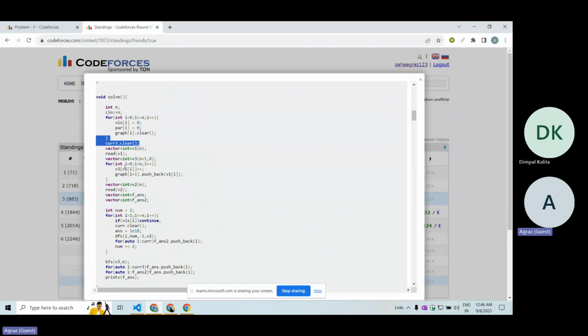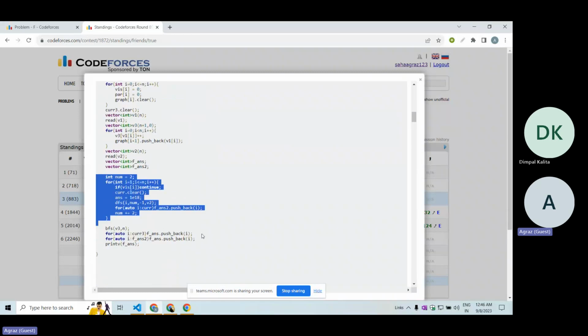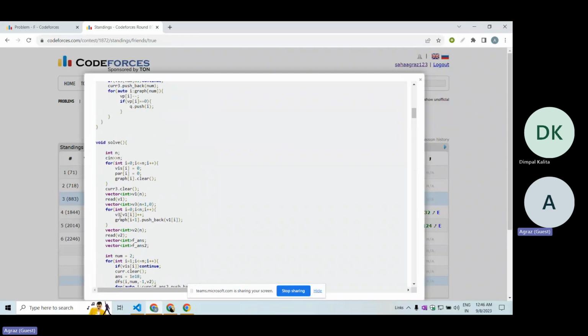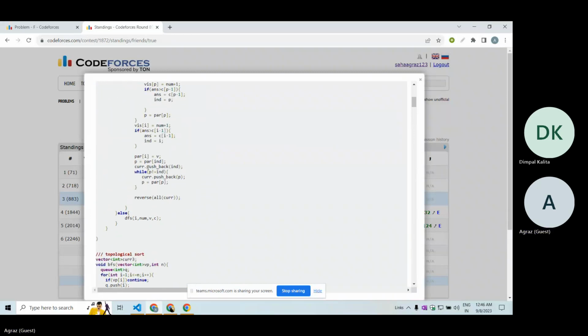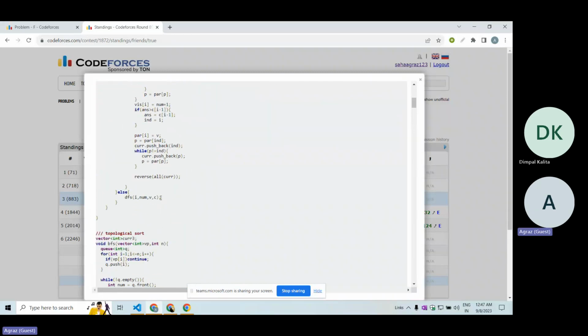This one is the two vectors that I have taken as input, and after that I first find the cyclic part, and after that I push the values of the topological sort. Yes, that is the code. You can implement it. I think my implementation is good.